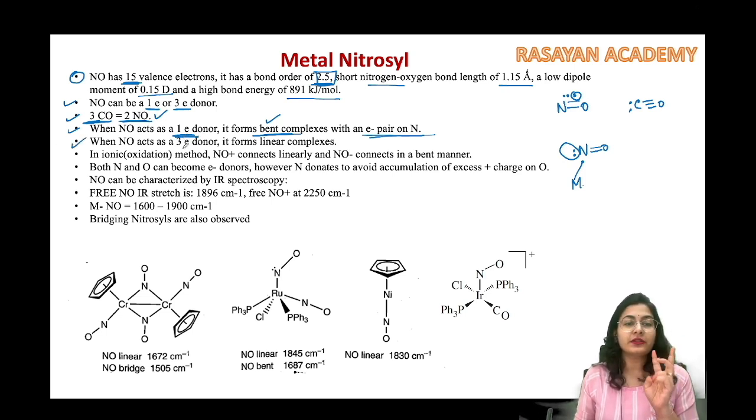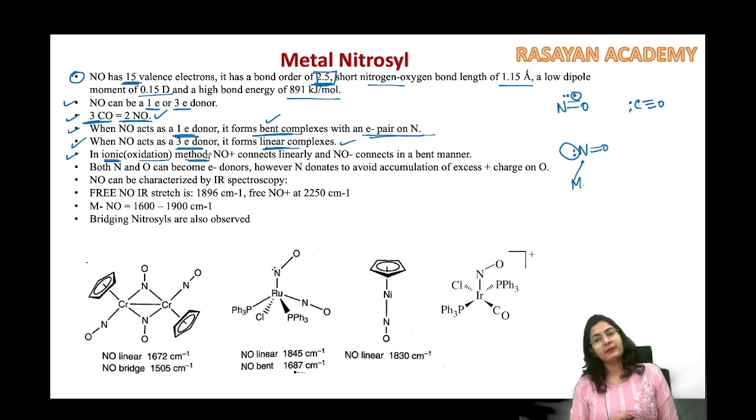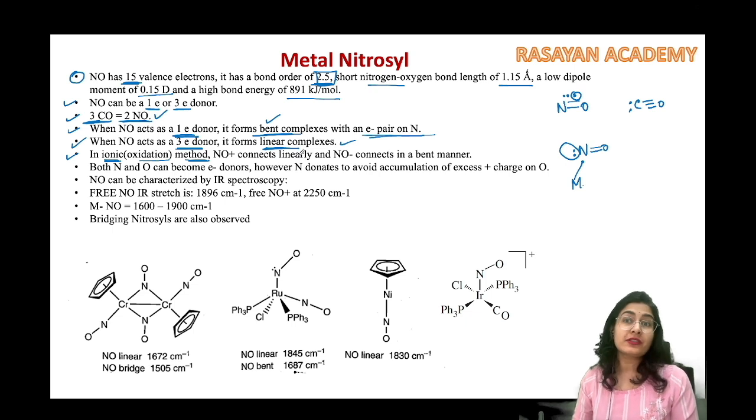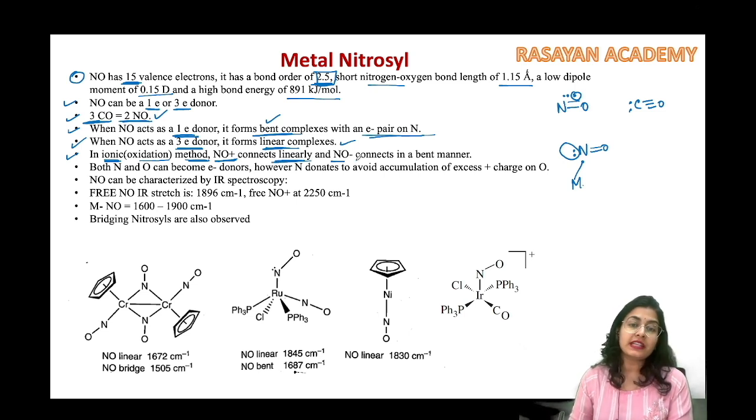When it is donating 3 electrons, it is going to form a linear complex altogether. In the ionic or oxidation method, when we are considering the ionic method for counting electrons, when the nitrosyl is giving 3 electrons, we call it NO plus, nitrosyl cation, because it connects linearly. And when it's giving only 1 electron, we say it is NO minus. It connects in a bent manner.